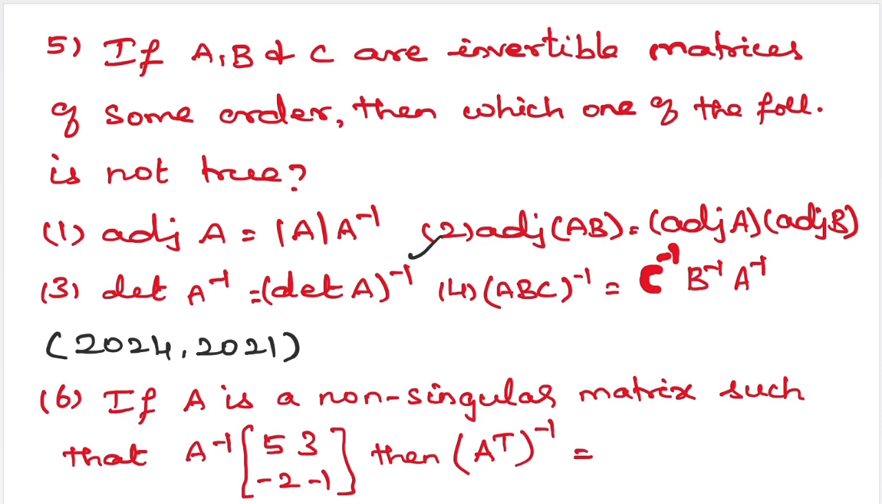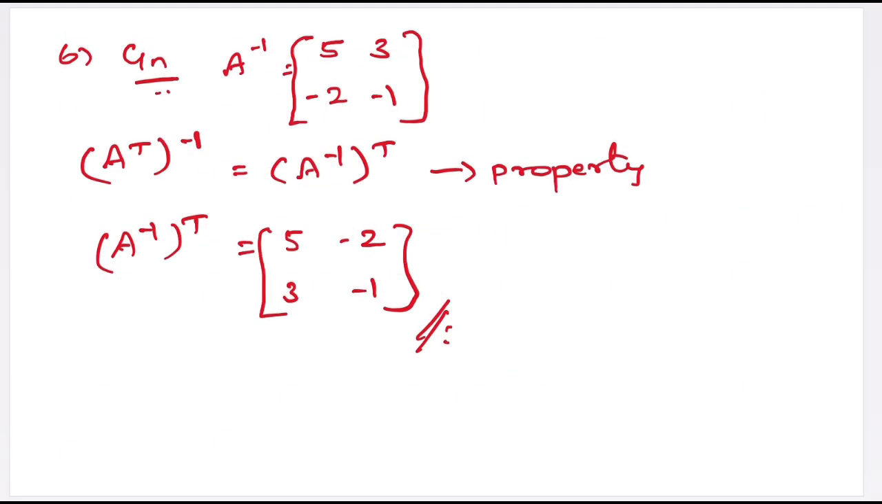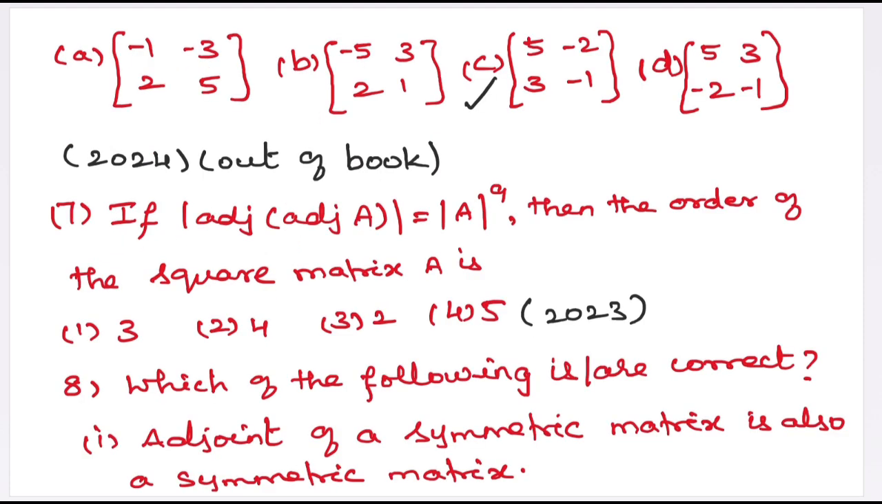Next question. If A is a non-singular matrix such that A inverse is 5, 3, minus 2, minus 1, then A transpose the whole inverse is equal to. So it is given that A inverse is equal to 5, 3, minus 2, minus 1. We need to find A transpose the whole inverse. In page 6, theorem 1.4, we have a property: A transpose the whole inverse is equal to A inverse the whole transpose. So simply take the transpose of the given matrix. A inverse the whole transpose is equal to 5, minus 2, 3, minus 1, which is the solution of this question. So option C is your answer.